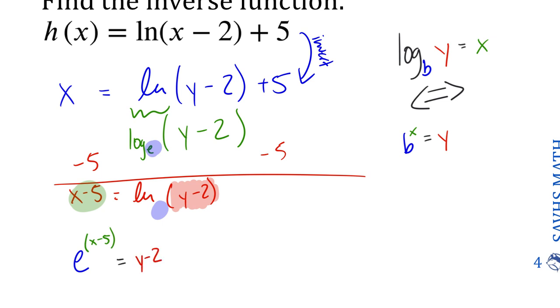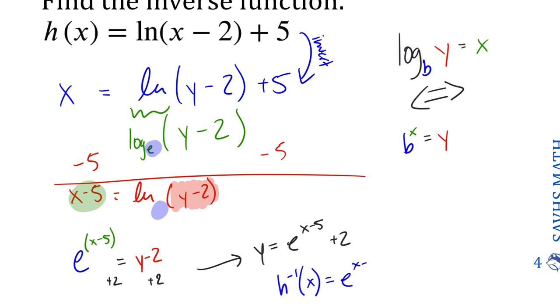And then I have to add 2 to both sides to get y by itself. And so I get y equals e to the x minus 5, plus 2, which is what h inverse of x is called. So h inverse of x is equal to e to the x plus 5 plus 2. Sorry, minus 5. x minus 5 plus 2. There we go.